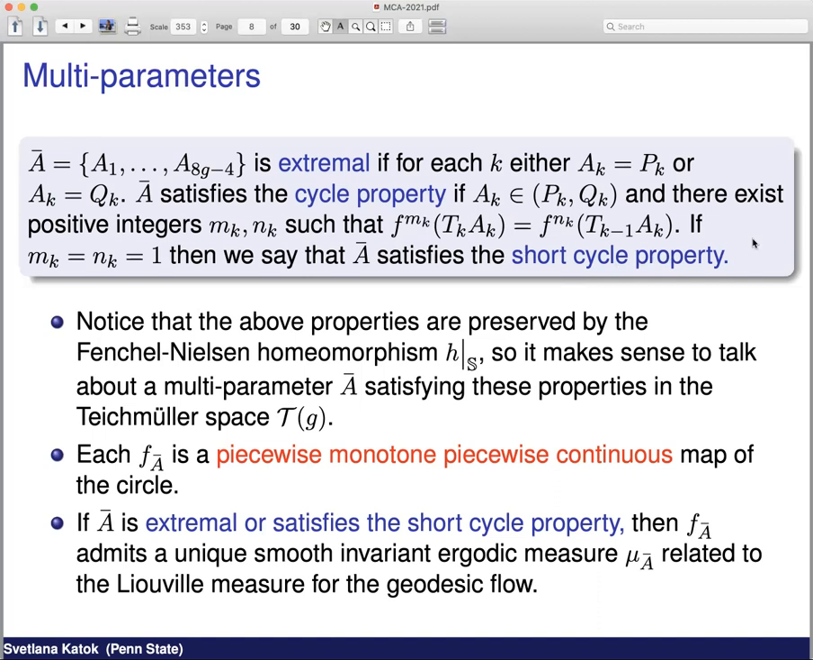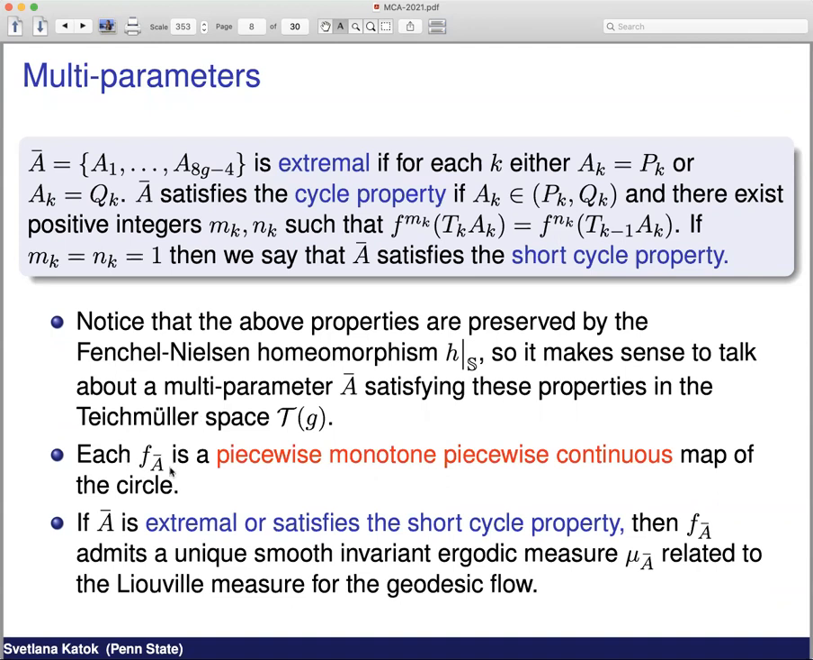okay? So what I'm going to say is that if you look at this Fenchel-Nielsen homeomorphism, by the way, it is working on the boundary, you see that these properties are preserved by Fenchel-Nielsen. So if you had for one polygon, for one fundamental polygon, this property, then after conjugation, the property will be satisfied. This is not hard to see, just by definition, essentially.